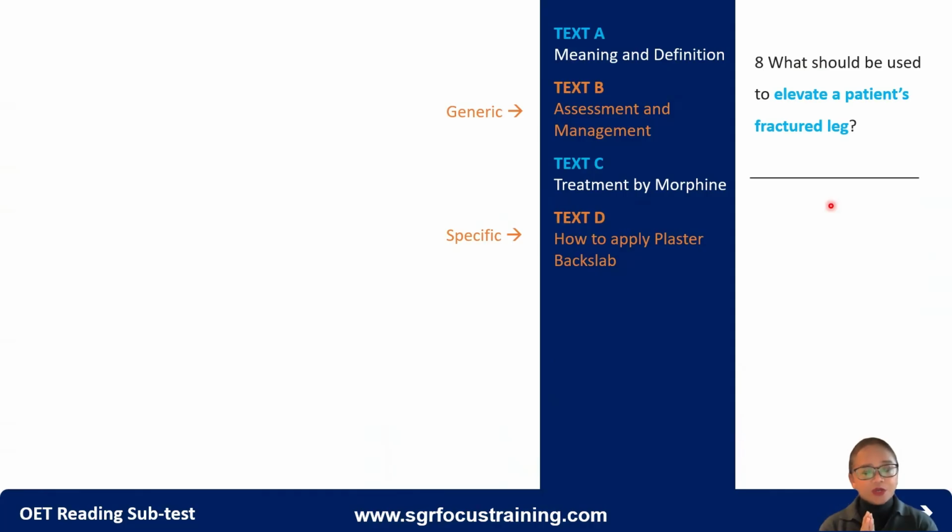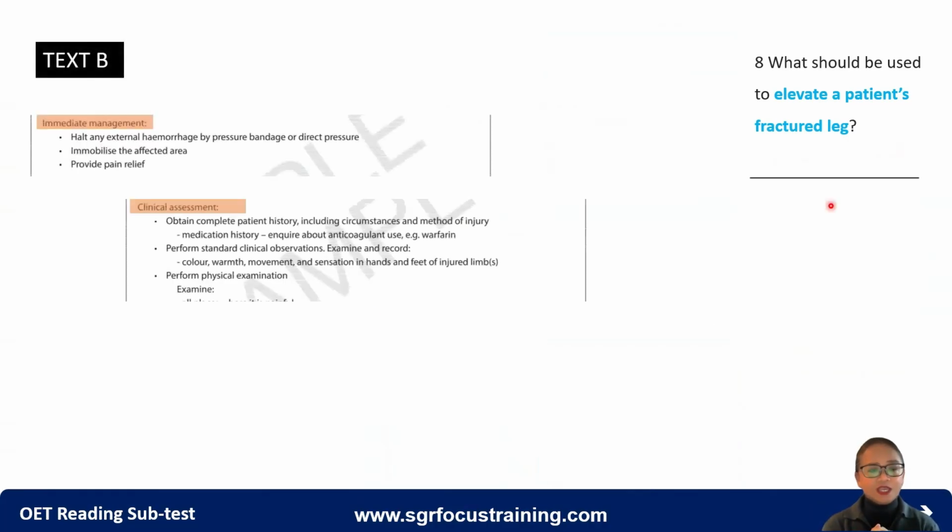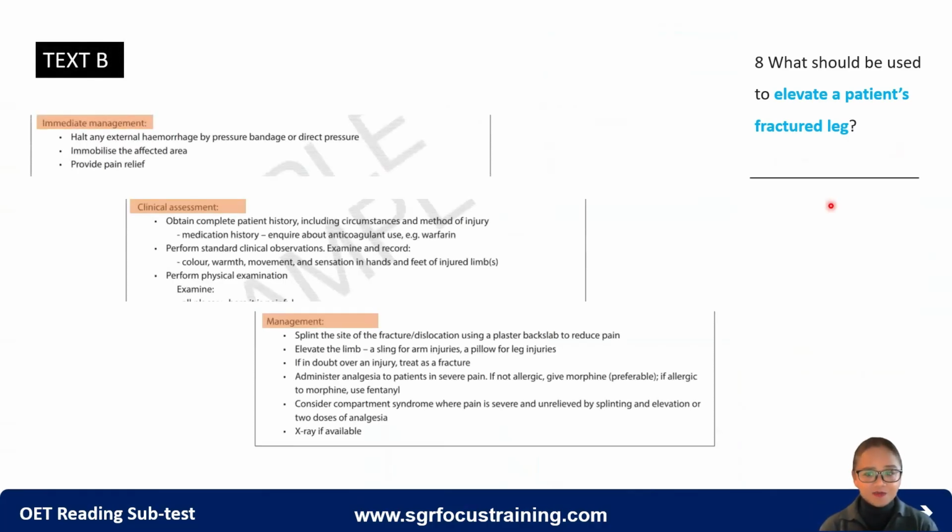When we look at our question, the question is quite generic. Just elevate a patient's fractured leg. It didn't mention the word plaster back slab or splinting in here. So I would then say that B is where we need to look. Okay? So now we are in text B. Now remember that text B is split into 3 parts. The first part is your immediate management, the second part is your clinical assessment, and the last part is your management. Well, again, when you elevate a fractured leg, most likely it's part of your treatment, okay?